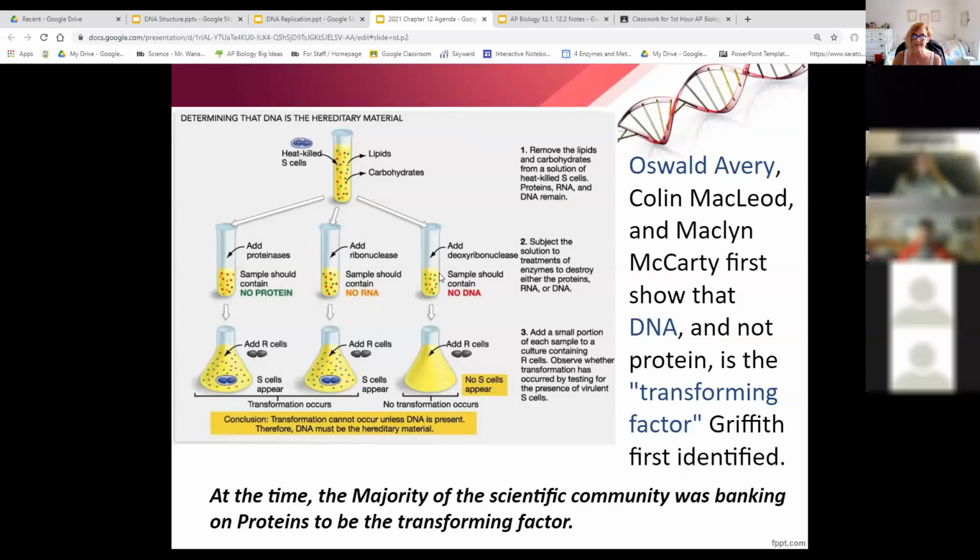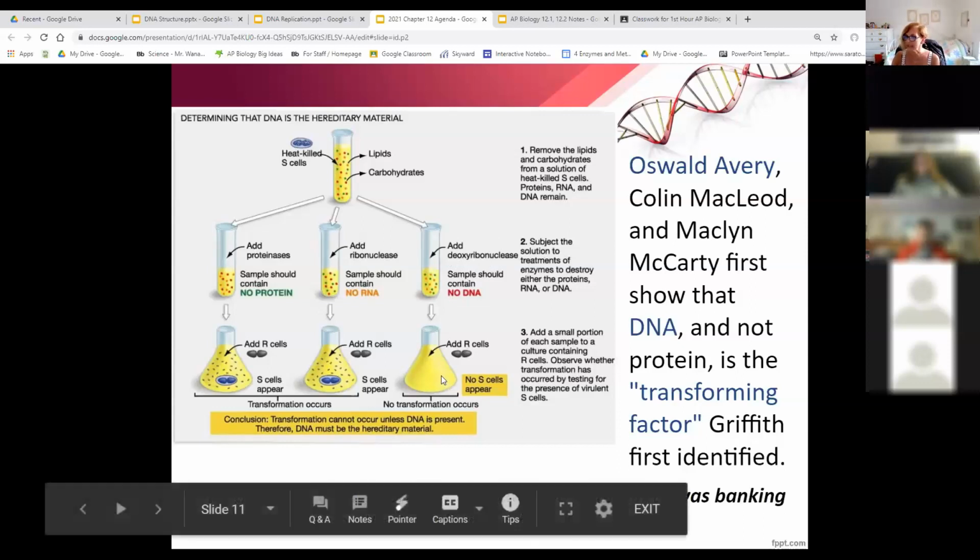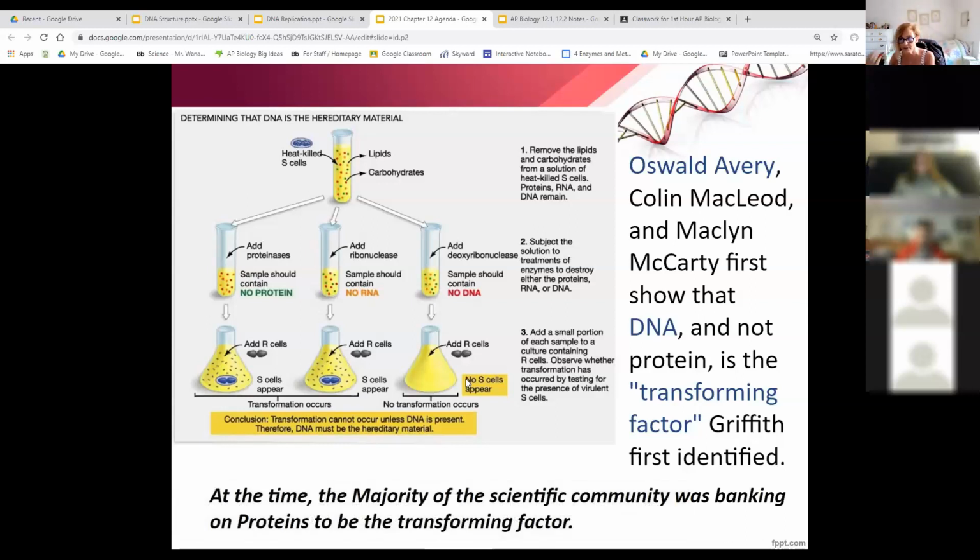DNA. They used a DNA nuclease, which we use today. We use these nucleases to isolate genes in the lab. But they used this to destroy the DNA. Transformation did not occur. So if there's no DNA, there was no transformation. Therefore, the DNA must have caused the transformation. Agree? Agree. Very good.